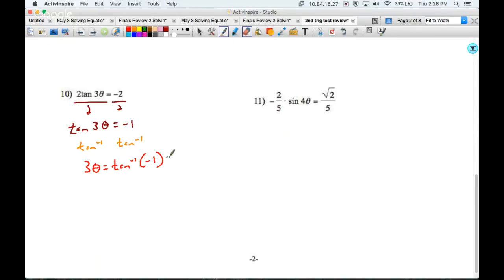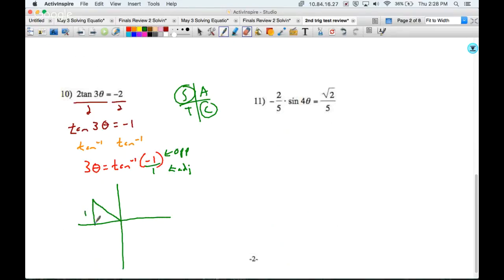Our diagram would be good again. Let's make that a -1 over 1. Let's do an all students take calc diagram. Tangent is negative here and here. And then let's remind ourselves this is opposite over adjacent. So I need to draw a triangle into this quadrant where the opposite over adjacent is equal to -1. So I'll just make this a 1, -1, square root of 2. That's a 45-degree angle triangle. The angle to get to that terminal side from our initial side in radians then would be 3 pi over 4. So inverse tangent of -1 is 3 pi over 4 plus pi n.